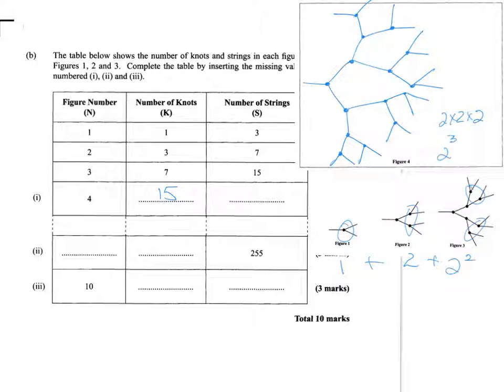And now for the number of strings. So in the first one we start off with 3 strings, and then we add on 4, and then each one doubles, so we add on 8. So this now will be 4 by 3. Sorry, not 4 by 3, 4 by 4, which is really 4 by 2 squared, and that will give us 31.